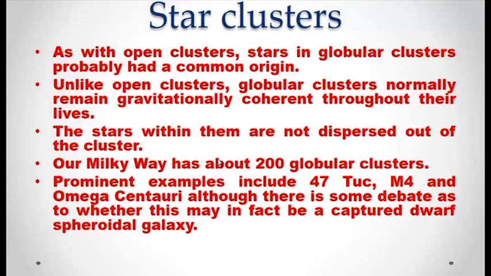Our Milky Way galaxy has about 200 globular clusters. Prominent examples include 47 Tuc, M4 and Omega Centauri. These are some of the prominent examples of globular clusters, although there is some debate as to whether some may in fact be a captured dwarf spheroidal galaxy. So these examples still have some debate whether they are clusters of stars or galaxies. Like that, these are things about globular clusters.